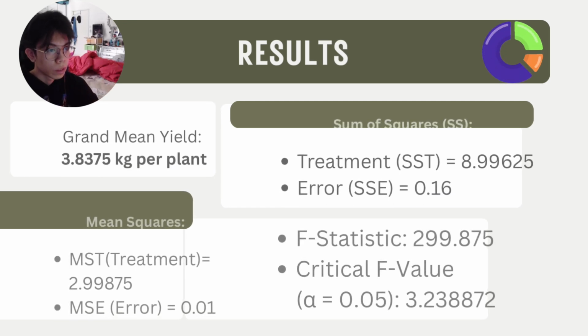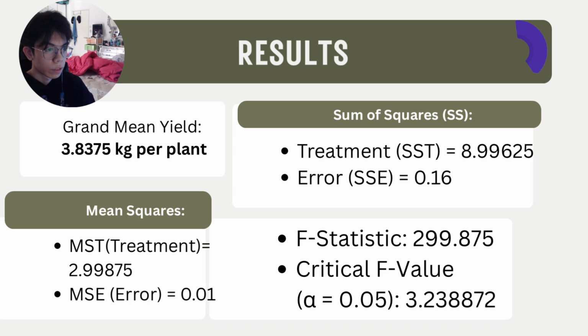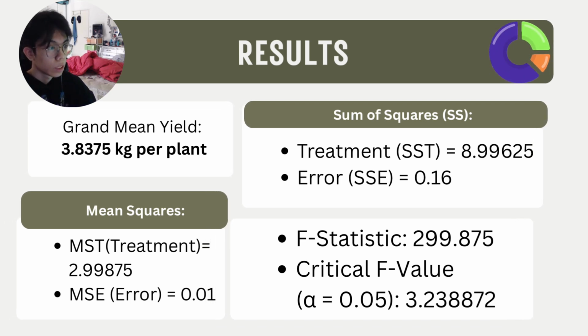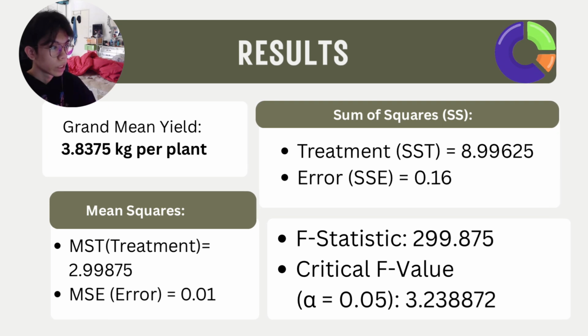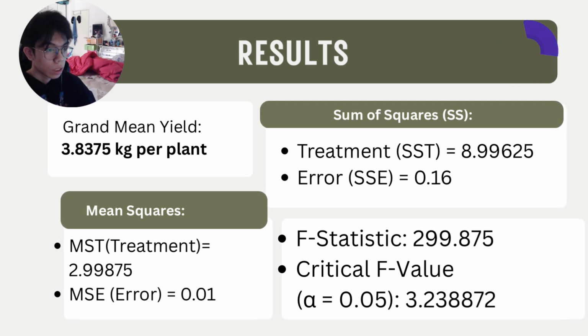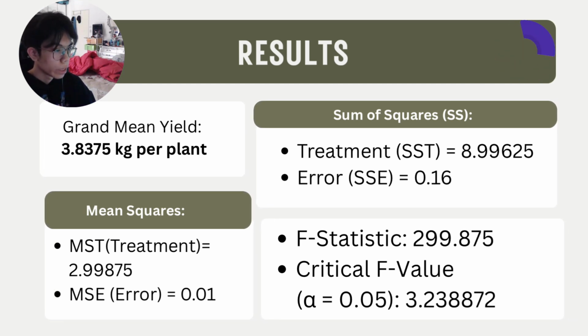So as for the results, the grand mean yield is 3.8375 kilograms per plant. The sum of squares for treatment is 8.99625. For the error, it's 0.16. As for the mean squares, the MST for treatment is 2.99875, whereas the MSE for error is 0.01. And the F statistic is 299.875.